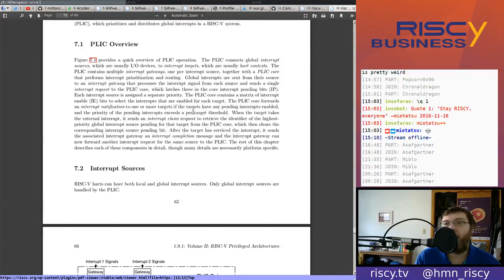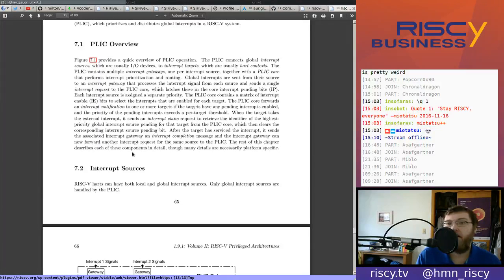Each interrupt source is assigned a separate priority. The PLIC core contains a matrix of interrupt enable bits to select the interrupts that are enabled for each target. The PLIC core forwards an interrupt notification to one or more targets if the target has any pending interrupts enabled, and the priority of the pending interrupts exceeds a per target threshold. When the target takes the external interrupt, it sends an interrupt claim request to retrieve the identifier of the highest priority global interrupt source pending for the target from the PLIC core, which then clears the corresponding interrupt source pending bit. After the target has serviced the interrupt, it sends the associated interrupt gateway an interrupt completion message, and the interrupt gateway can now forward another interrupt request for the same source to the PLIC.